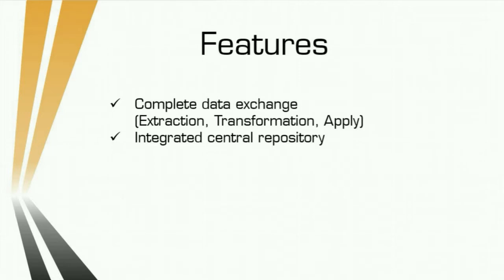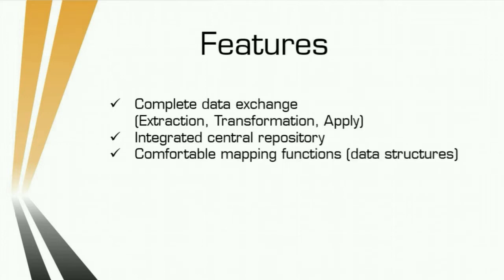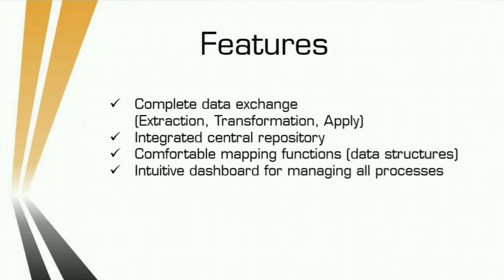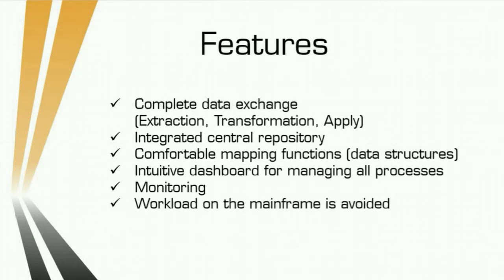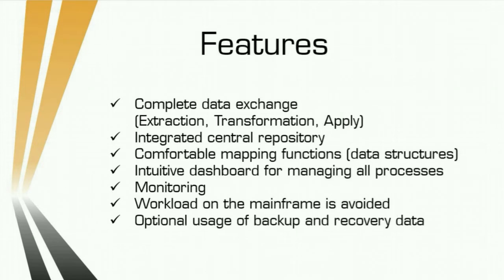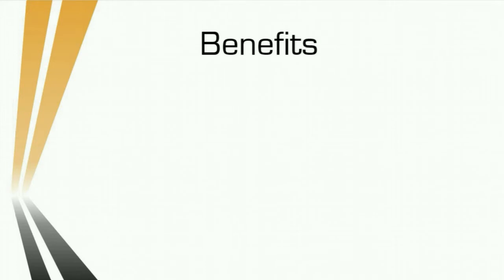tcVISION has an integrated repository containing all rules of transmission. A comfortable mapping function for the data structures makes it possible to connect different data models. There's a dashboard for managing the processes, and of course there's also performance monitoring. tcVISION avoids unnecessary CPU cycles on the mainframe. Backup, unload, or image copy data can be processed. This allows to transfer data very efficiently from one platform to another.